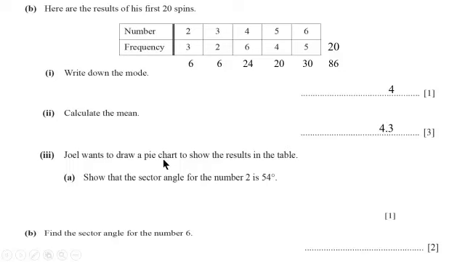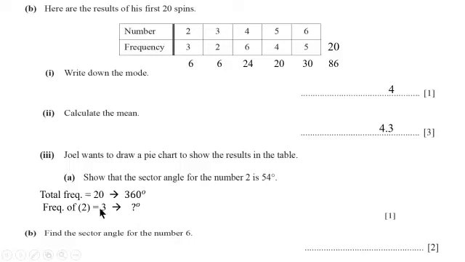Joule wants to draw a pie chart to show the results in the table. Okay, good. We have now a frequency table, and we want to collect information for our pie chart. Show that the sector angle for the number 2 is 54. The total frequency is 20, and this 20 is represented by the whole circle, which is 360 degrees. Now, the number 2 has a frequency of 3 from this table.